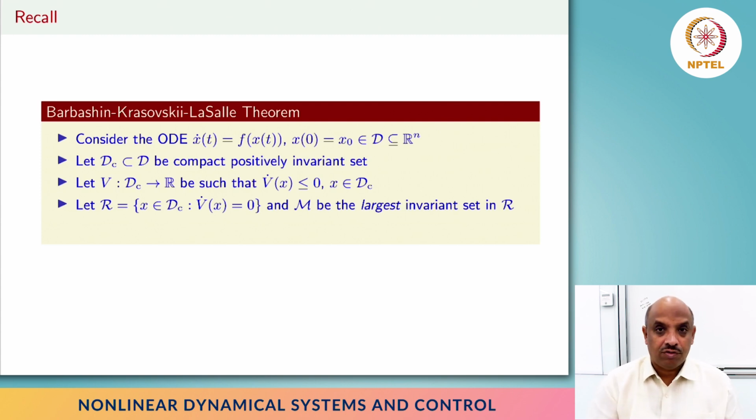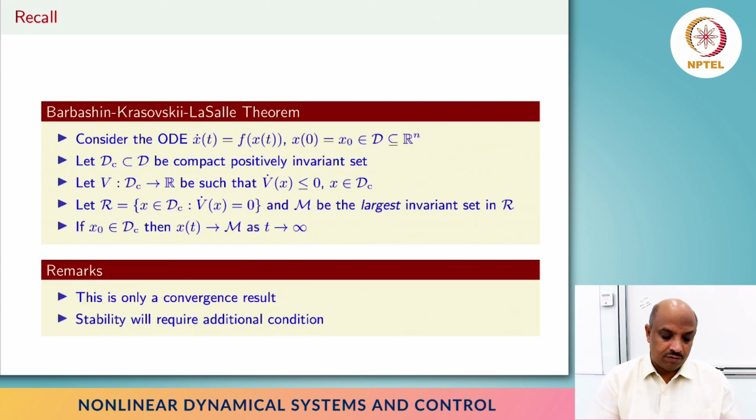In other words, take the union of all invariant sets within this set R, and the conclusion is if we start within this D_c, then x of t is going to go to M as t tends to infinity. Hopefully you understand that x of t going to a particular set simply means that as t tends to infinity, it will get closer and closer to at least one of the points or multiple points, right? It's possible that the trajectory is going to go around that particular set, and then therefore it may be close to a bunch of points. In other words, at least there is one point in M that is getting closer and closer as t goes to infinity.